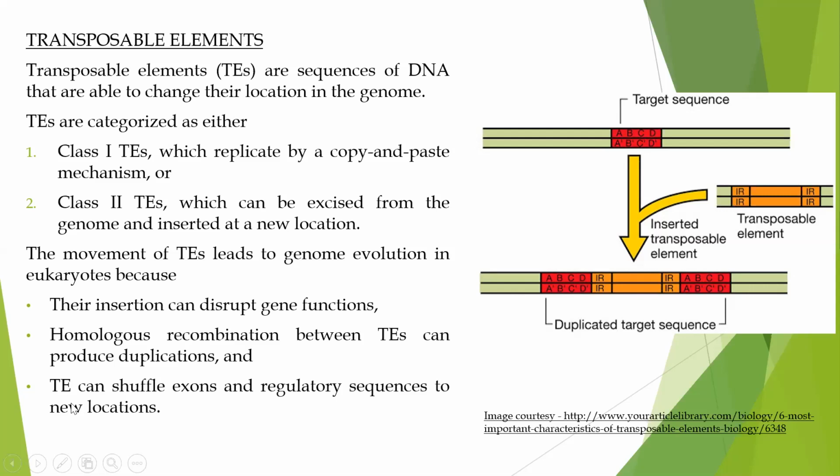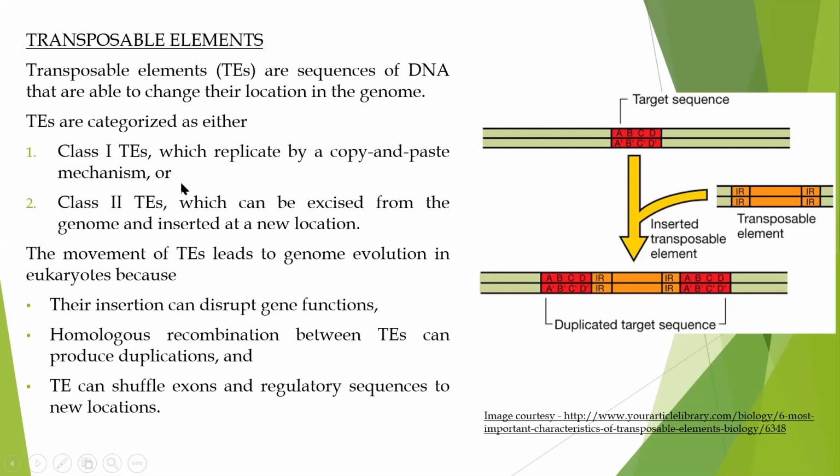What is the third one? It can also shuffle exons and regulatory sequences to new locations. For example, a particular gene is always silent. Now because of transposition, if a particular silent gene comes in contact with a promoter region, what is going to happen? That promoter region is going to allow the silent gene to express. Did you understand? So it can lead to shuffling of exons or regulatory sequences to new locations, and that can also change the function of a particular gene.